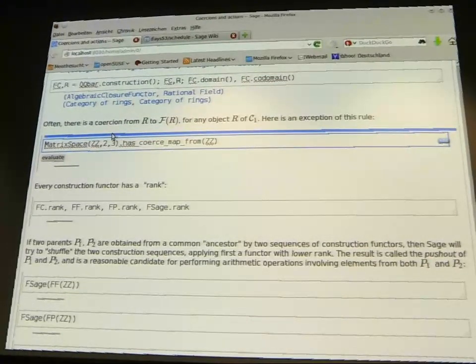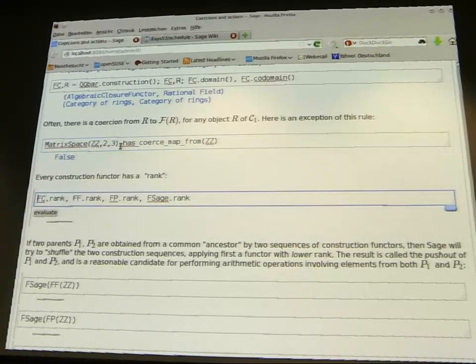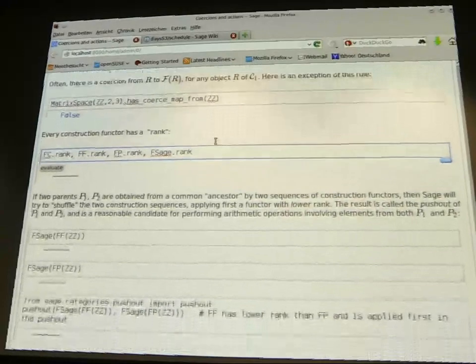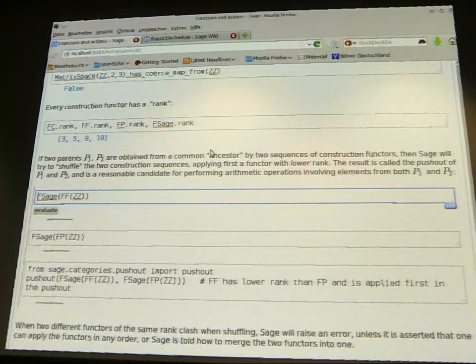Often there is a coercion from some ring to F of this ring, but not always. Here's a counterexample. There's no coercion from the base ring to a rectangular matrix space. So this matrix space is obtained by applying some matrix functor to Z, but it is not square, in other words you don't have a coercion. But very often you have a coercion from the ring you started with to the image ring. And every construction functor has a rank. This is some technical detail that helps Sage to discover new arithmetic structures.